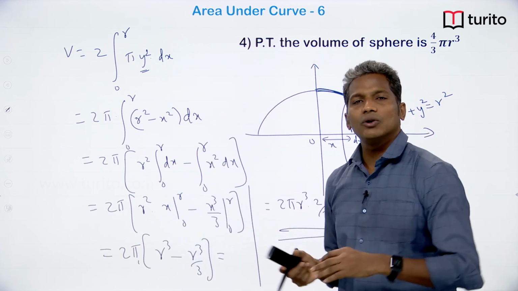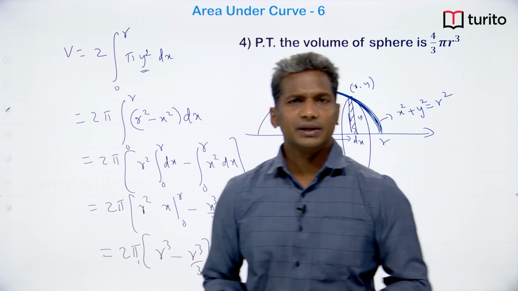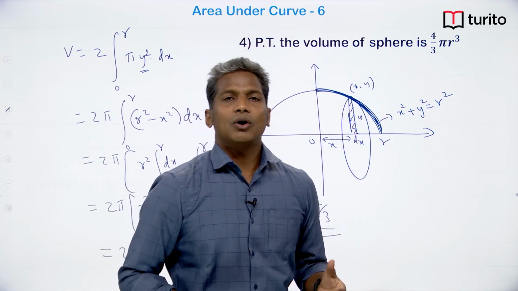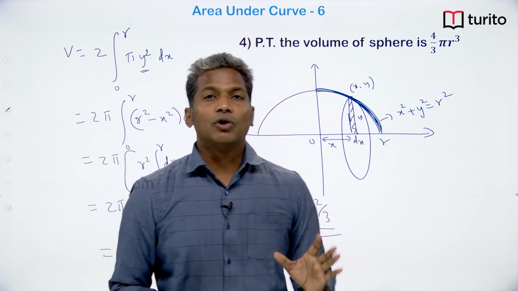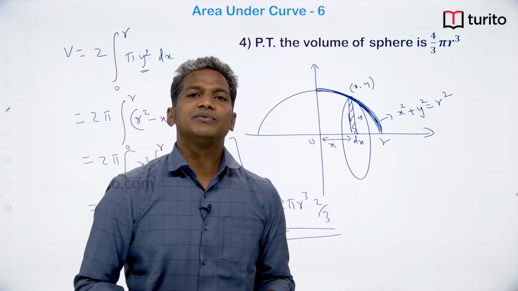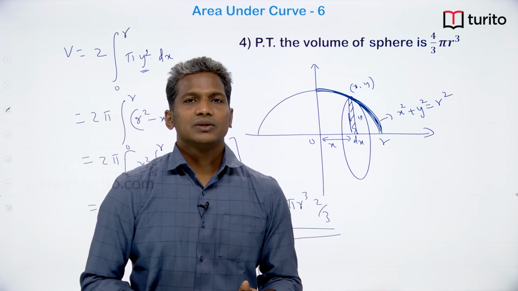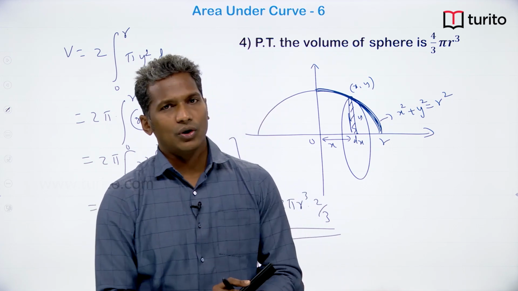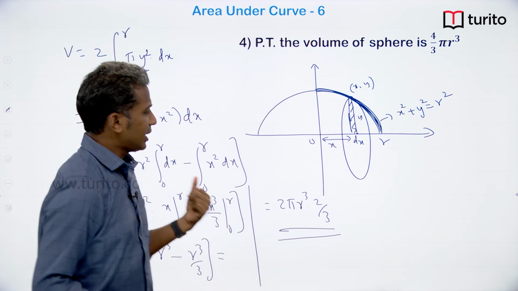Now similarly you can also find the surface area of the sphere, the curved surface area. Also you can find the volume of a paraboloid. If you rotate a parabola, then what happens? If you rotate an ellipse, then what happens? So these things you can also explore on your own. Okay. Come on, make a note of this.